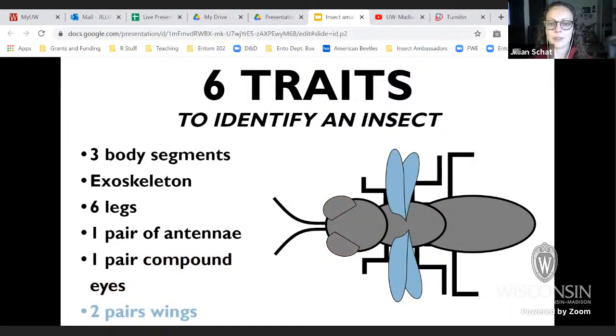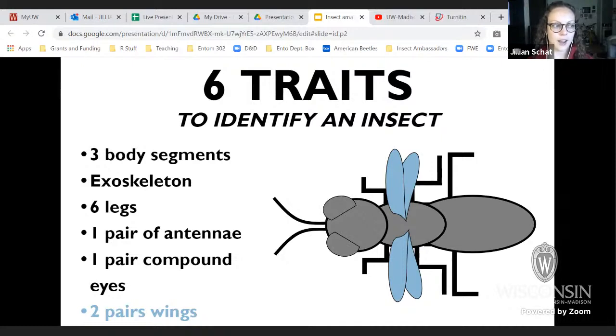Insects also have two pairs of wings. This is, in some groups of insects, been lost over time, but the ancestor of all insects, the original kind of insect that all other insects came from, did have two pairs of wings, and those are attached to the thorax just like the legs. Wings are a really important feature because they've allowed insects to expand the way that they use their habitat.